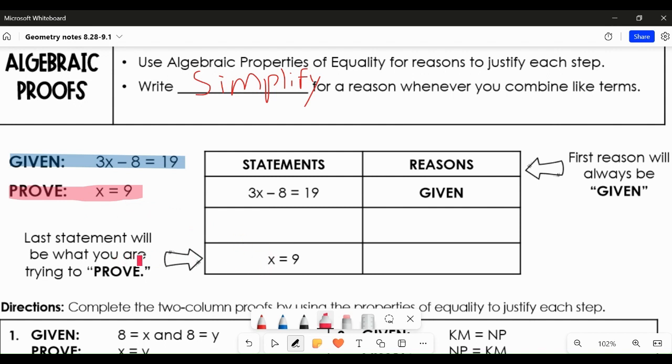So the last statement of your proof is always what you are trying to prove. The first statement that we have here is always what we are given. And since we are given this information, our reason that we put for this is given. So any given information, you go through and you put that up, and you will see that. Now, when we're doing this, we want to state what's the result after some bit of math that we've done.